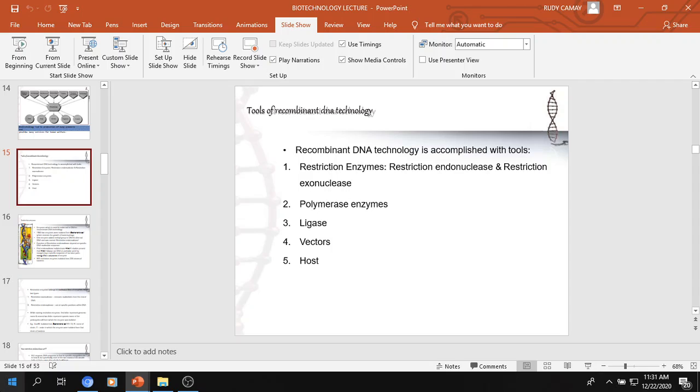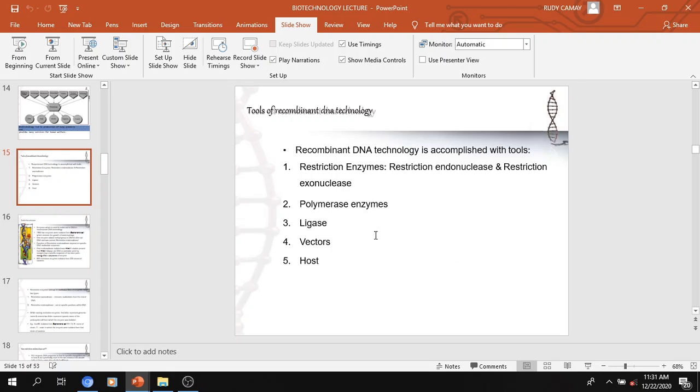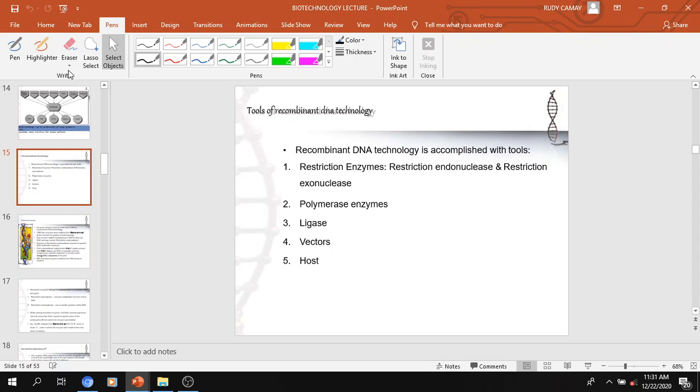See, in this particular example, sorry, let me get my pen first, because I wasn't able to emphasize my points without my pen. So I have to insert my pen first. Yeah, there you have it. Okay. So yes, we have the different tools used in recombinant DNA technology in biotechnology. So let me have my pen.